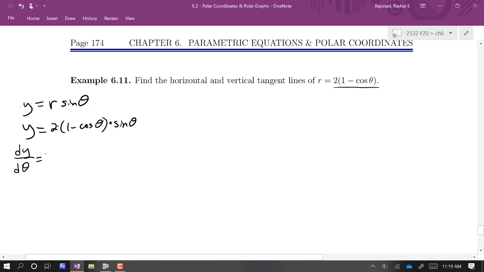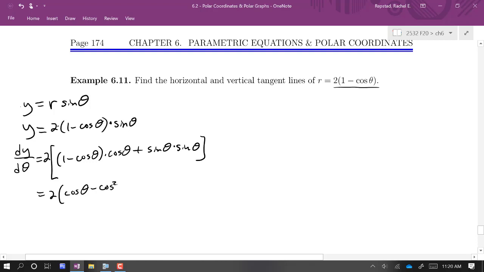First of all, I'm going to take this factor of 2 out, bring that down. So now we get 1 minus cosine theta times cosine theta plus, and then the derivative of 1 minus cosine is sine theta, times sine theta. So we have 2 times, I'm going to try to simplify what's in the brackets here. We get cosine theta minus cosine squared theta plus sine squared theta.